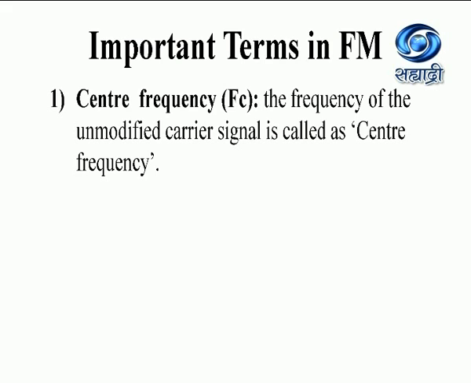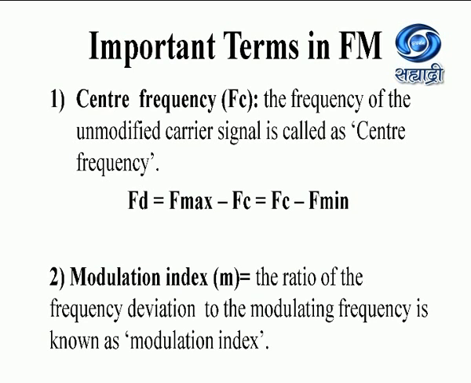The important terms in FM, we have to consider these terms. The first term is center frequency, that is FC. C stands for center. The frequency of the unmodified carrier signal is called the center frequency. Basically this center frequency is the applied carrier frequency, that you have to remember. Unmodified carrier signal means applied carrier frequency. By using this FC we can calculate FD also. The maximum frequency minus FC, that is center frequency, or FC minus F min, we will get the frequency deviation.